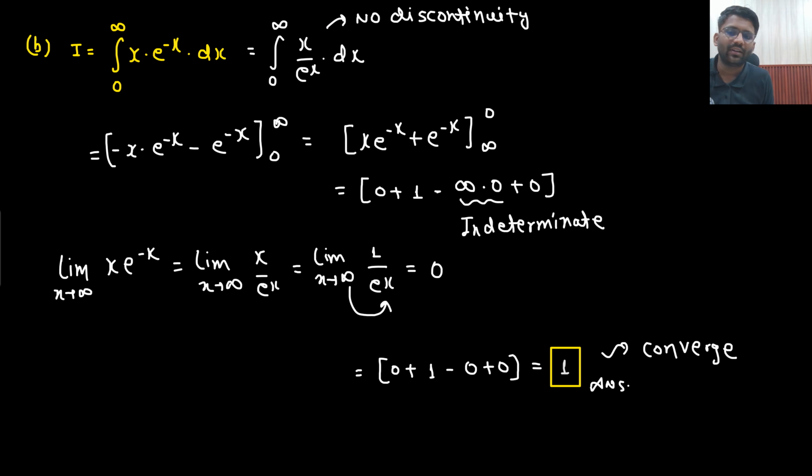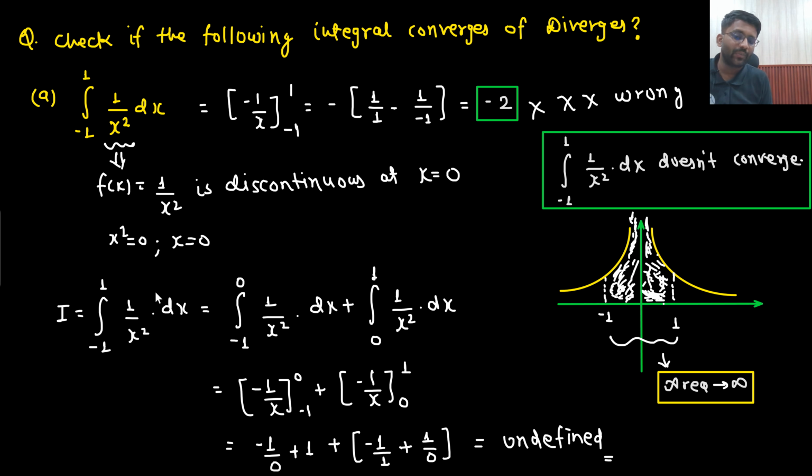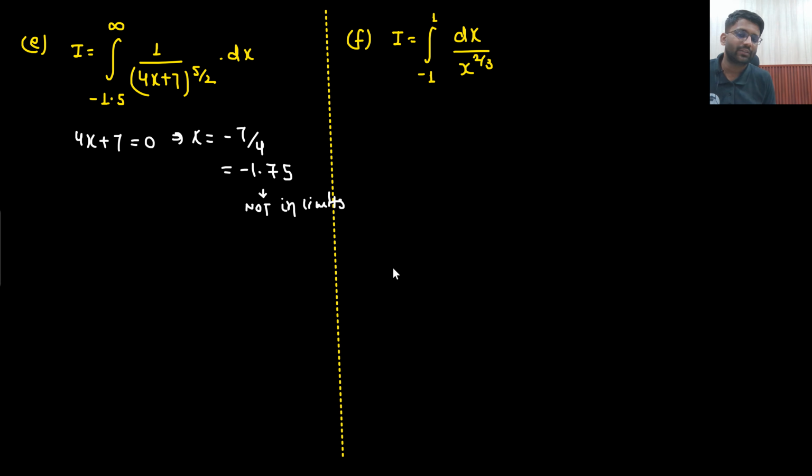Here, when I solved 1 by x square, I needed to break it down from minus 1 to 0, and 0 to 1, because there was a problem at x equals 0. But the problem is there at minus 1.75, which is not even in this limit. It is going from minus 1.5 to infinity. So no issue, simply solve it.